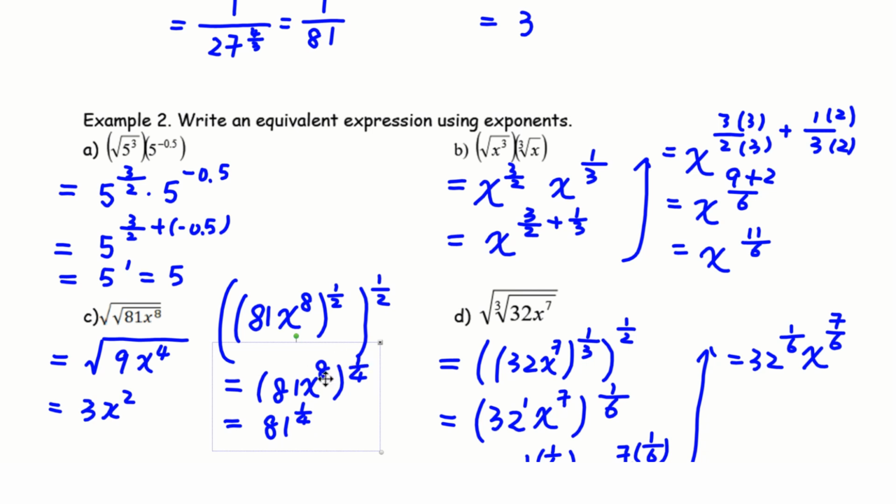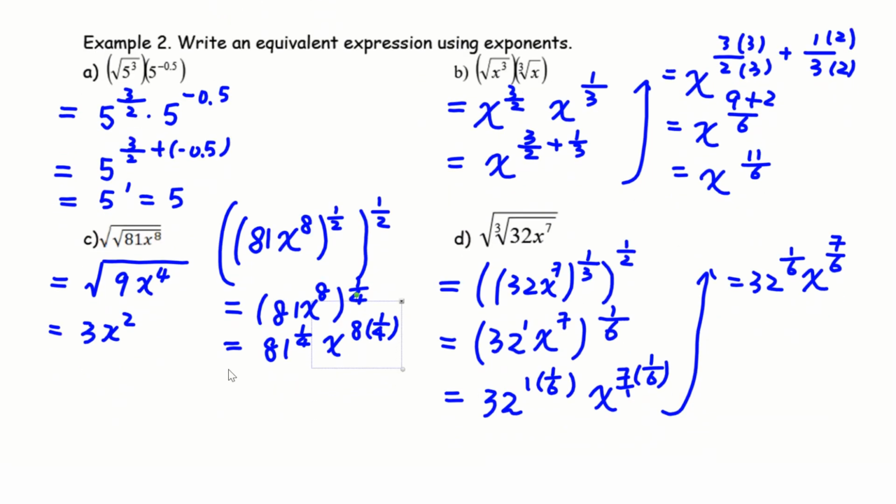Apply the exponent to each factor, so you multiply the exponents. Then you will have 81 to the exponent 1 over 4 gives you 3, and x gives you x squared. So either way it works. But you can always change the radical sign to a fraction exponent, then go from there.